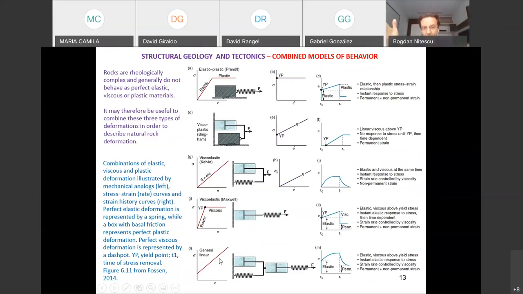You don't have to remember them now. Don't think that you have to memorize. What we try to do is understand the behavior, like be able to logically understand the combination of these models. Okay, so you'll take the time, you can read these things and kind of contemplate these graphs. That's the idea. Under the banner that rocks are rheologically complex and generally do not behave as perfect elastic, viscous, or plastic. So to understand the behavior, we have to do these combinations of these models. That's the idea.